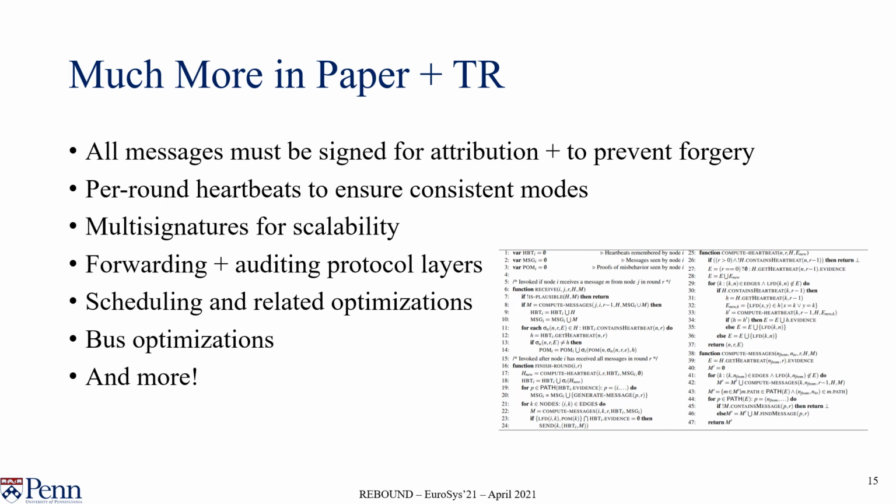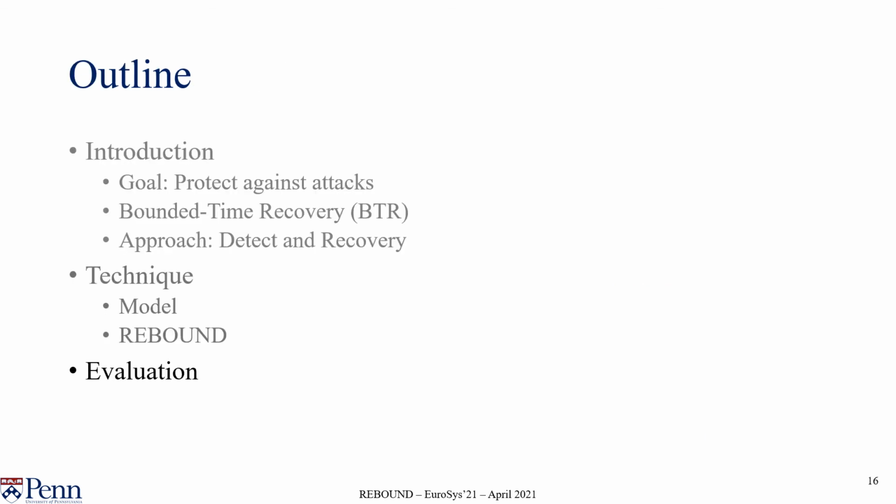There's a lot more that goes into setting up REBOUND. For instance, we require that all messages must be signed for proper attribution and to prevent forgery. We also require heartbeats to be sent by each node in every round to all other nodes in the system so that we can ensure that the entire system operates in a consistent mode. We don't have enough time to get into the details for all of these, but you can read more in the paper. Now that we've briefly covered how our approach actually works, let's take a look at some of the sample results.